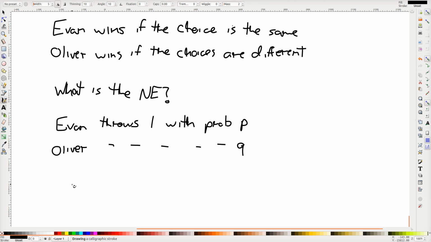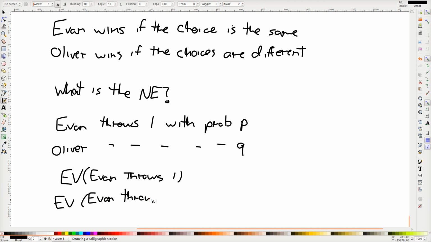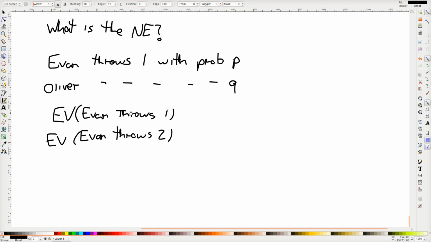So now let's look at the EV of Evan throws 1, and let's look at the EV of Evan throws 2. And the indifference principle tells us that at equilibrium, these two numbers should be equal. The EV of Evan throws 1 and the EV of Evan throws 2. In other words, Evan should be indifferent between throwing 1 and 2. His EV is the same, so he doesn't care what random.org generates.